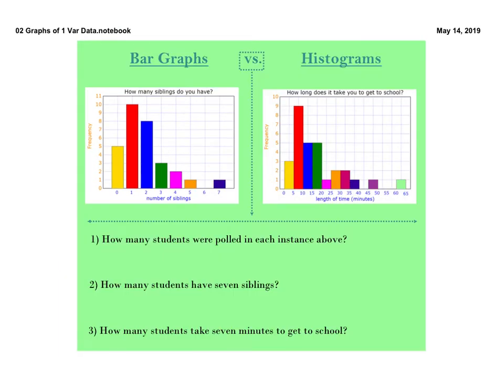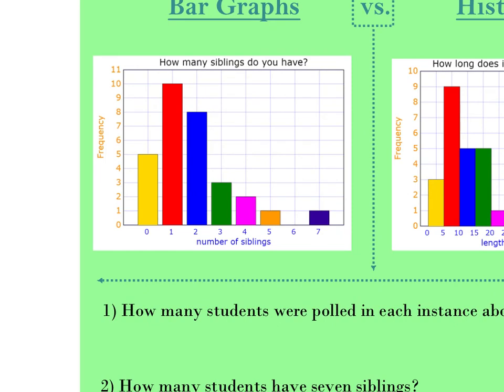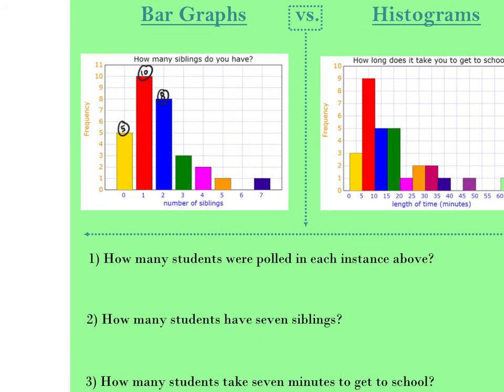Okay, so we have a couple questions here to analyze our bar graph or a histogram. First, how many students were polled in each instance above? So if you were to look at, let's say, the graph on the left, how many students were polled in the instance above, we would just be looking at the total number of each of these columns. So for example, 5 people had 0 siblings, and it looks like 10 people had 1 sibling, and it looks like 8 people have 2, and so on. So we would just add up each of those frequencies.